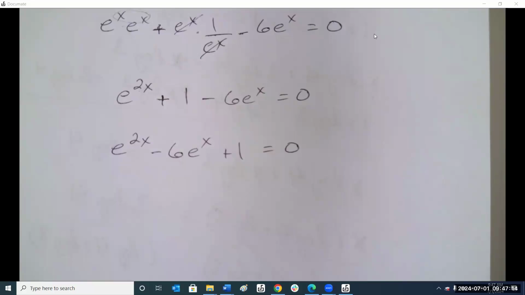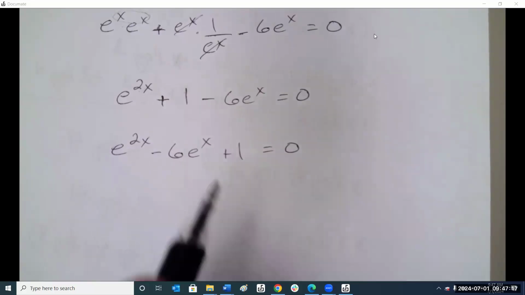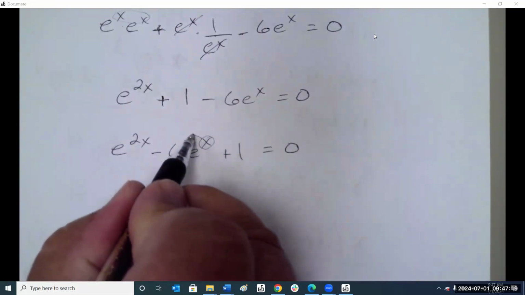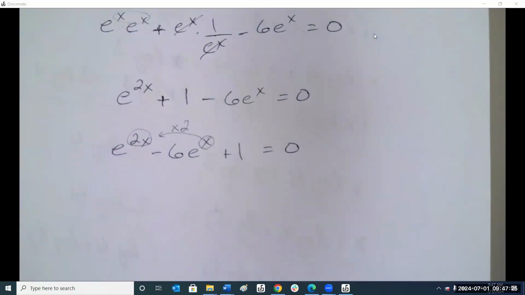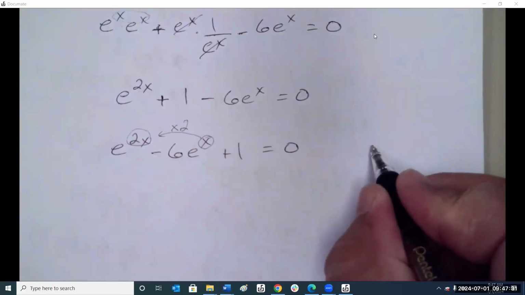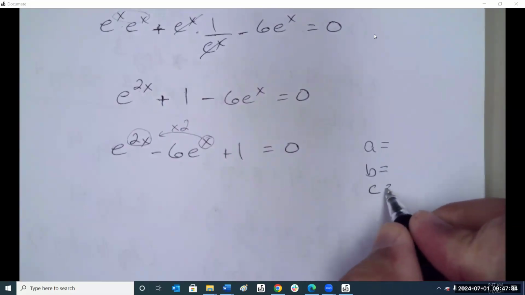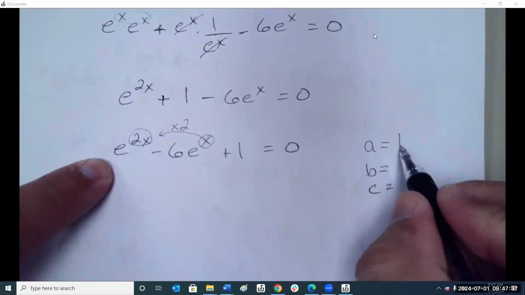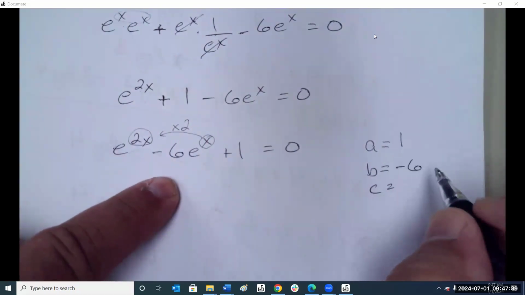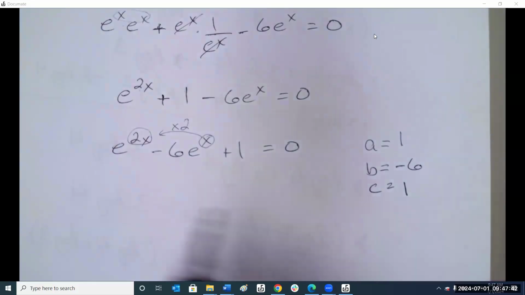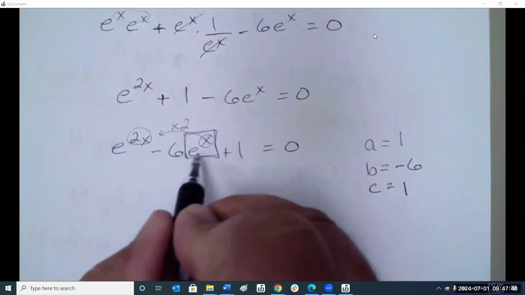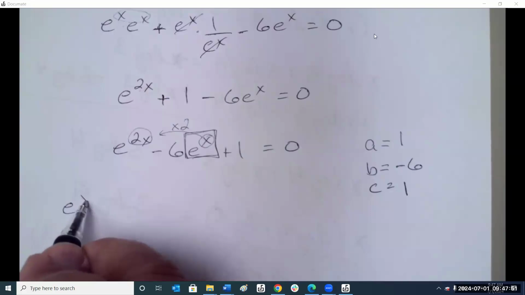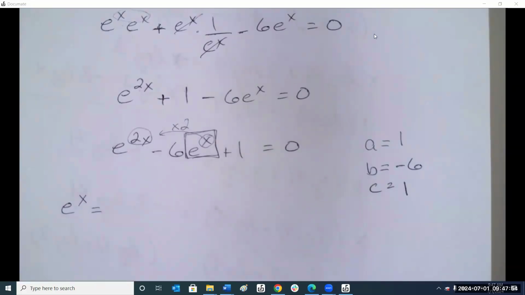And we see that this is a quadratic type of equation because the middle exponent times 2 gives us the first exponent. So we can use the quadratic formula. A is the coefficient of the first term, which is 1. B is -6, and C is +1. Remember, you're always solving for the middle term. So our quadratic equation is solving for e to the x.